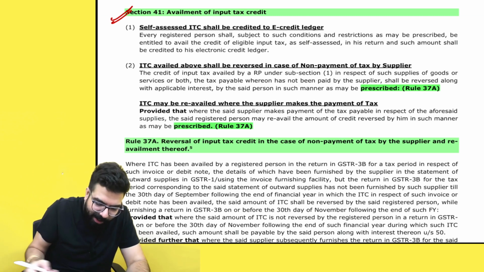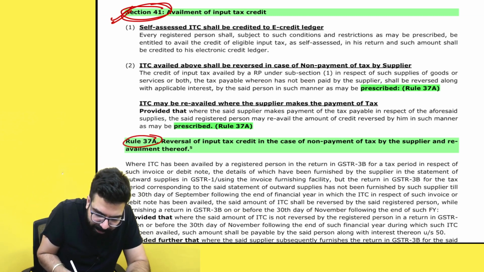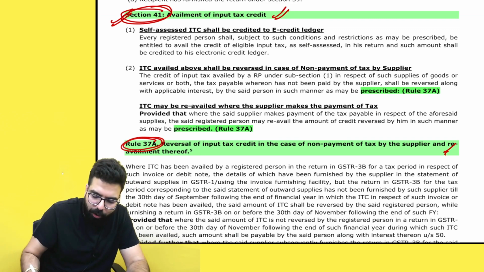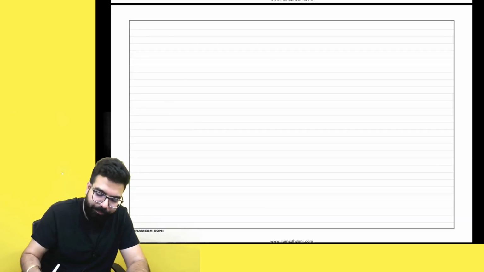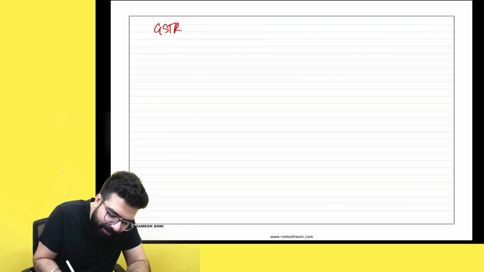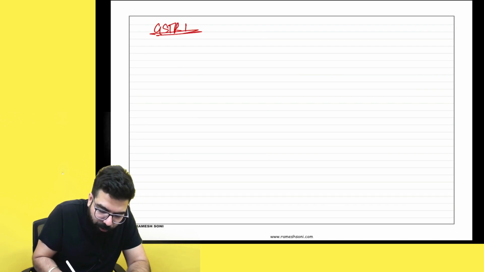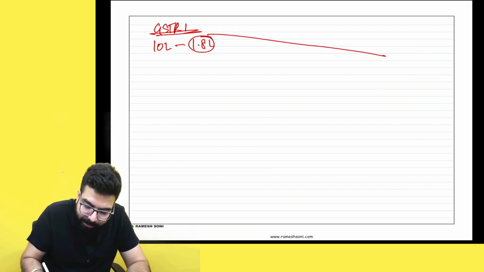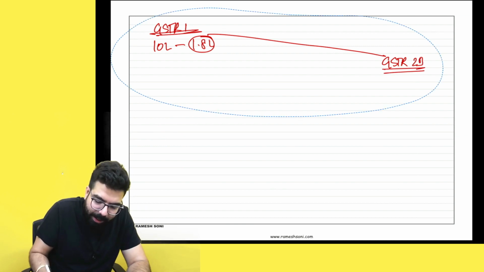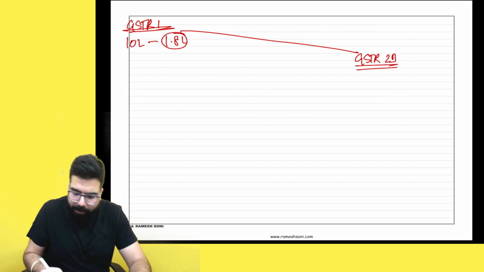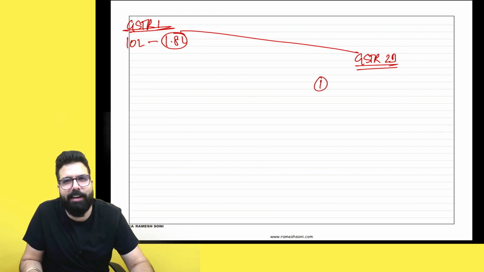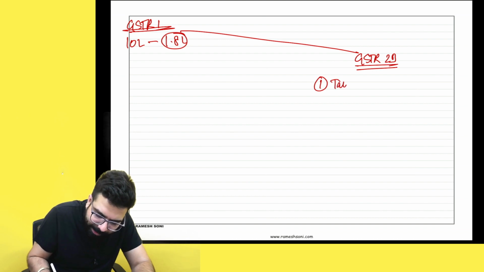Now, I want you to understand section number 41 along with rule number 37A. Listen carefully. For example, the supplier filed his GSTR1. He showed 10 lakh rupees and 1.8 lakh rupees GST. It came in my GSTR 2B. What will I do? Whenever anything comes in your GSTR 2B and it is not showing in the restricted column, you will take the input tax credit.